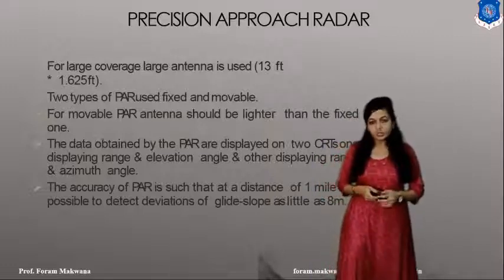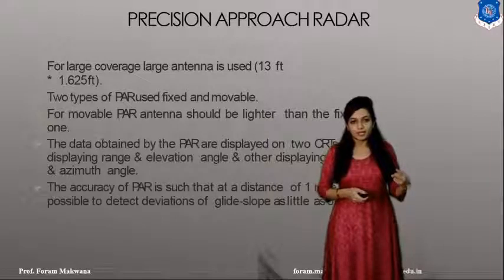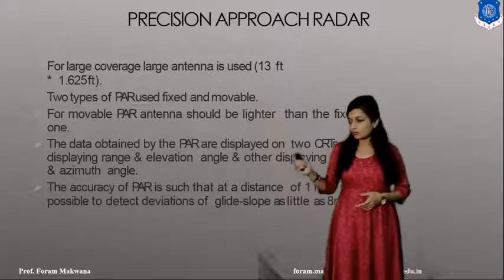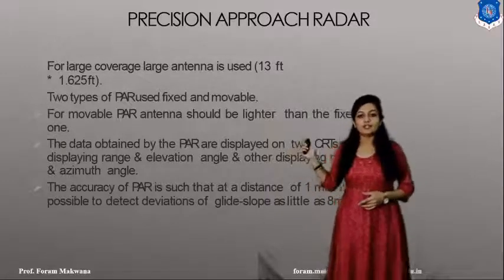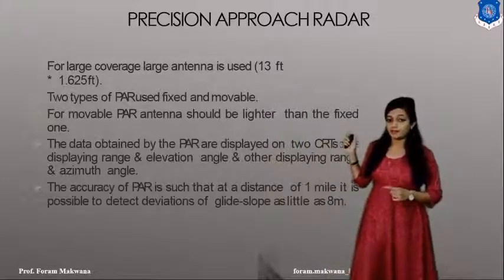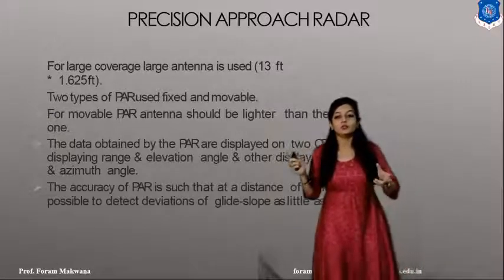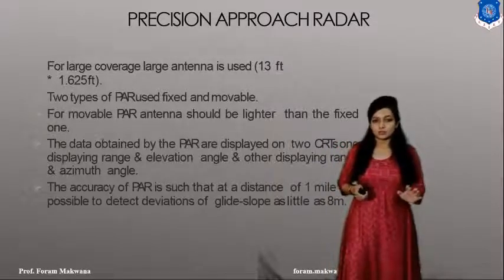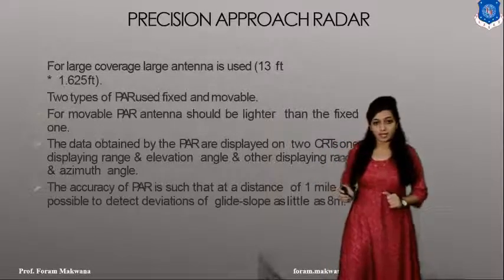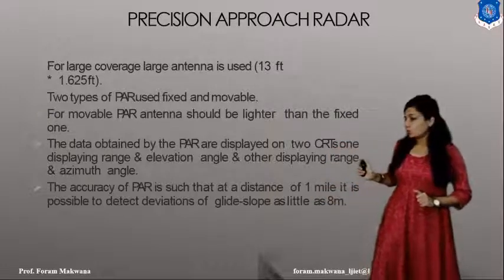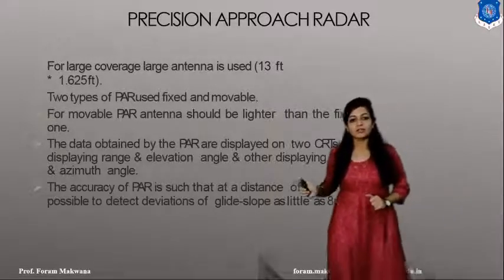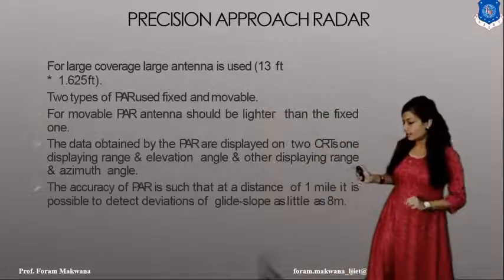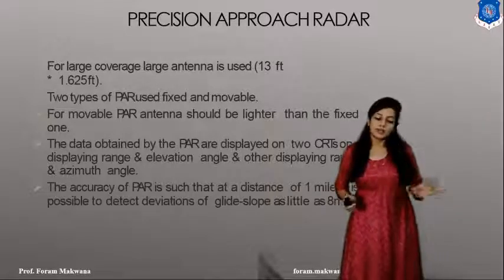Okay. We can use two types of PAR. One can be fixed, another one is movable. So for the movable PAR, the antenna should be lighter than the fixed one. Otherwise, we are not able to move to the specific angle for the elevation as well as for the azimuth. The data obtained by the PAR are displayed on two cathode ray tubes. One displays range and the elevation angle, and the other displays range and the azimuth angle.